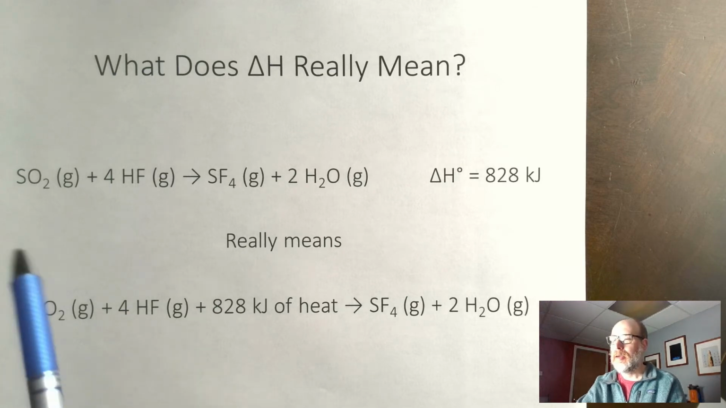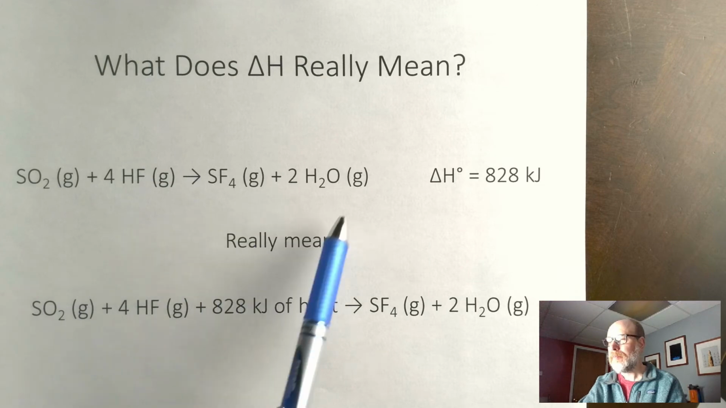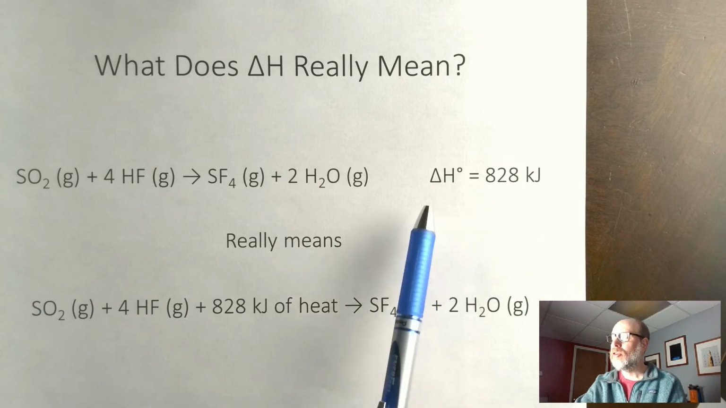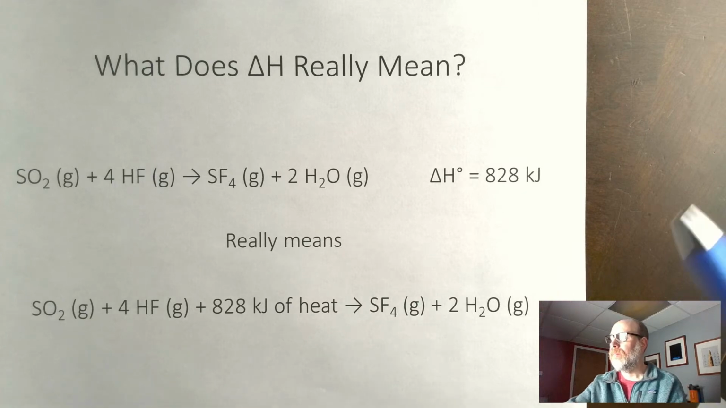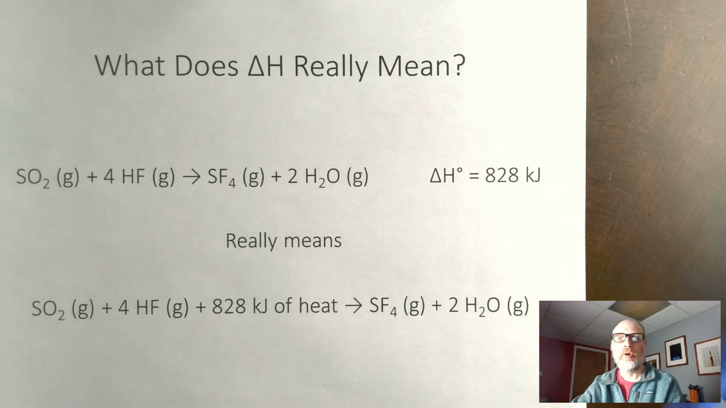So if we think about this reaction where we have sulfur dioxide reacting with hydrogen fluoride gas to produce sulfur tetrafluoride and water, the enthalpy change, and remember that little zero up there tells us something about the state under which these are occurring, what temperatures and pressures might exist for that to be true, is 828 kilojoules per mole consumed or used in that reaction. I hate to say consumed because the energy doesn't really go away. It just gets transferred somewhere else.